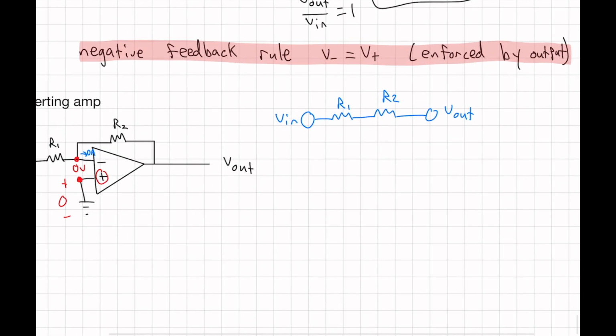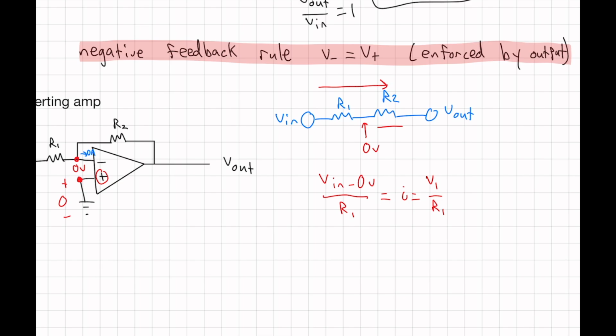Now we have V in here. And remember we said right here in between R1 and R2 is 0 volts. So something we can do is V in minus 0 volts over R1 is equal to our current. So our current flowing this way is I equals V in over R1. Nice.